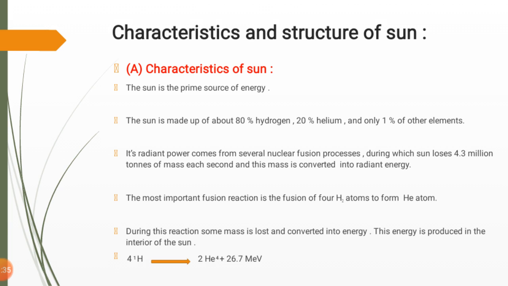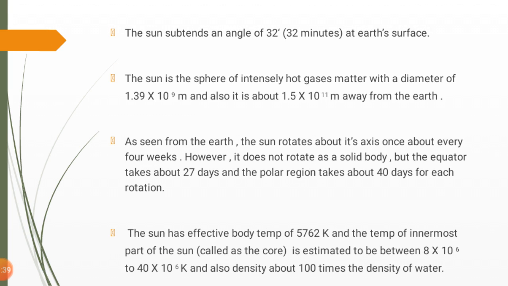Now the sun also has another characteristic: we know that the sun emits radiation in all directions. The sun subtends an angle of 32 minutes or 0.53 degrees at the earth's surface. That is, the radiation emitted from the sun subtends an angle of 32 minutes at the earth's surface.